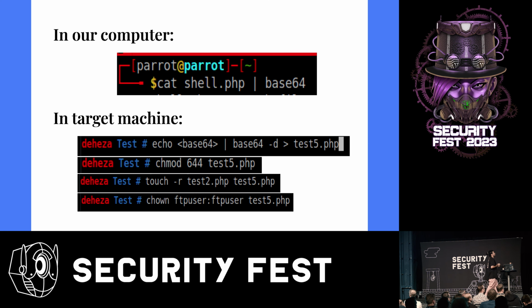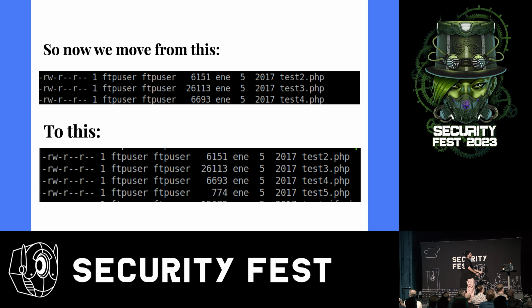test5.php, but the file also has different permissions, a different timestamp, a different owner and so on. So I run chmod to set the same permissions as all the files in that directory. I use touch -r to have the same timestamp as the rest of the directory. And I also change the owner to the FTP user, like the same directory. And we move from this one to that one. And I think it's fine. Unless you're searching very thoroughly in that, I think that's fine.